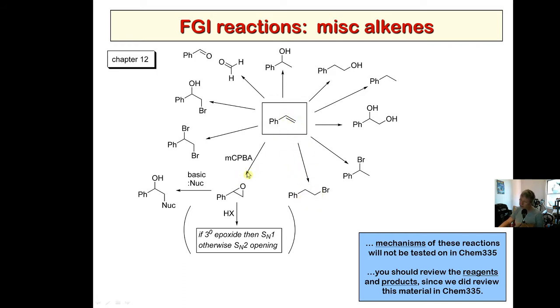This one you should know, not necessarily the mechanism, but you should know that alkenes react with MCPBA to make epoxides, and then if it's an acidic nucleophile, then it's an SN1 opening. Well, it's actually if it's a tertiary epoxide, then it's SN1, and then the X group goes to the tertiary position. This situation is secondary, so X would just open up from the least hindered side.